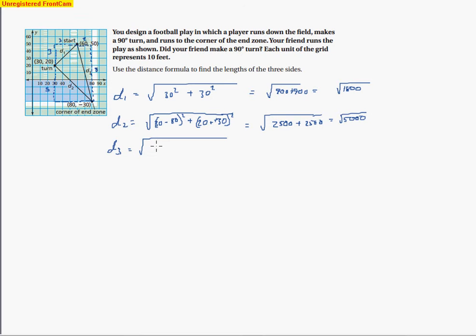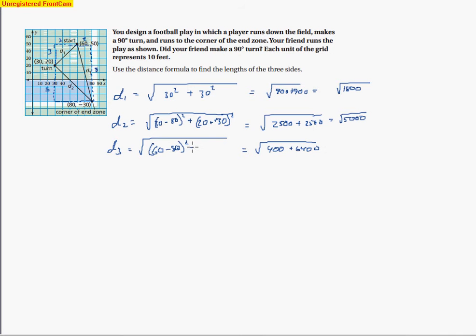So we could do 60 minus 80. 60 minus 80 is negative 20. If I square 20, 20 times 20 makes 400. Negative 20 times negative 20 also makes 400. And that's how I'm getting that answer. And then over here, this makes 8. 8 spaces is 8 times 10, which is 80, so I know it's going to end up being 6,400 when I square that.